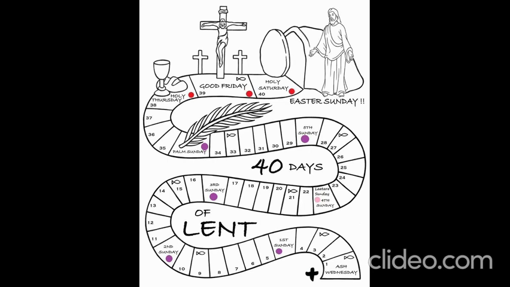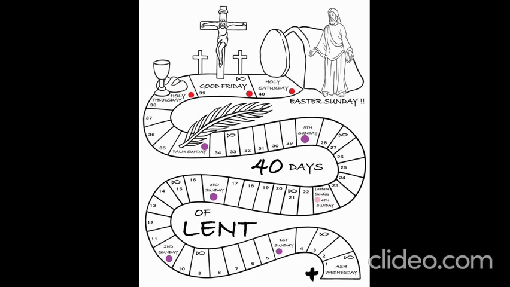During Lent, we do not eat meat on Ash Wednesday or on Fridays. That's why you see a drawing of a fish on Ash Wednesday and on every Friday. The color for the season of Lent is purple. You see 5 purple circles for the first Sunday of Lent, and the second Sunday, and the third Sunday, and the 5th Sunday, and the 6th Sunday, which is Palm Sunday.